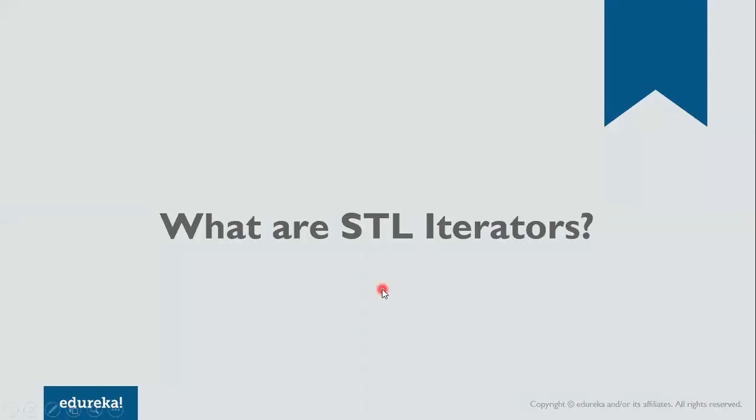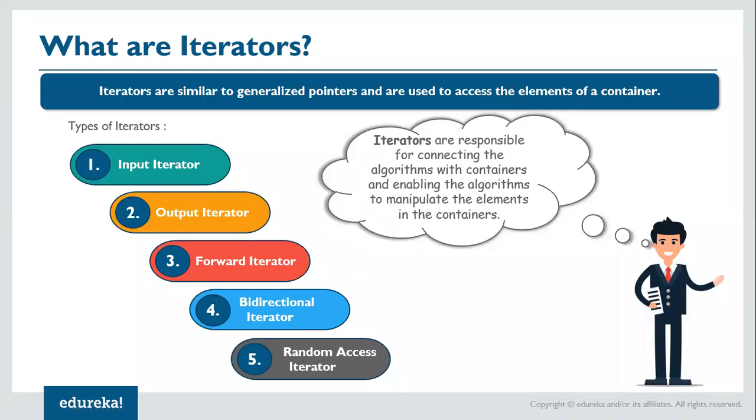Now let us look at what STL iterators are. Iterators are similar to generalized pointers and are used to access elements of a container. As the name suggests, you iterate through the elements of a container and access those values. Iterators are responsible for connecting the algorithm with the container and enabling the algorithm to manipulate the elements in the container. We have talked about algorithms. For that algorithm to work on the underlying content in the container, you need to have an iterator. So an iterator is basically used to traverse the content within a container.